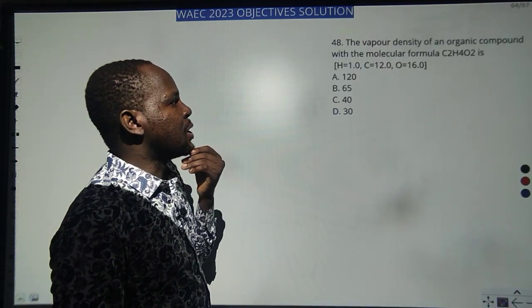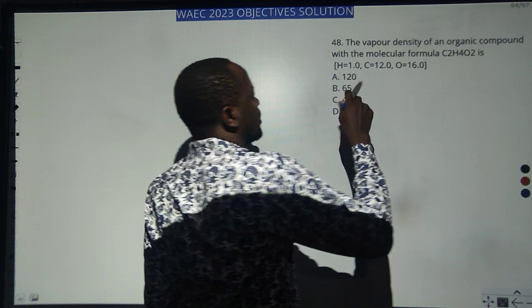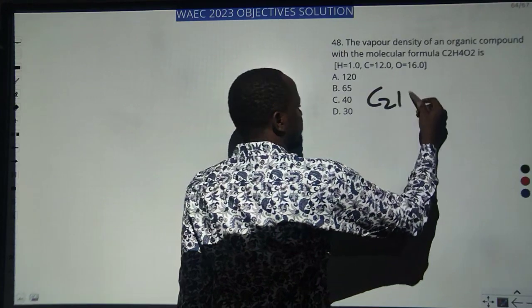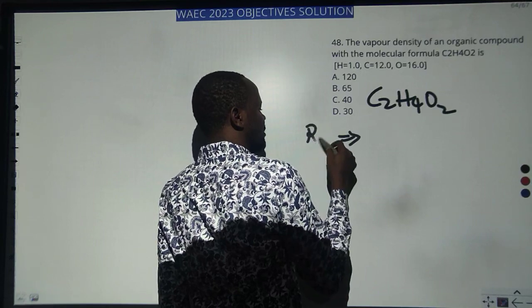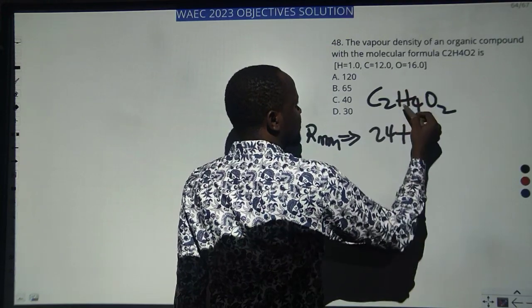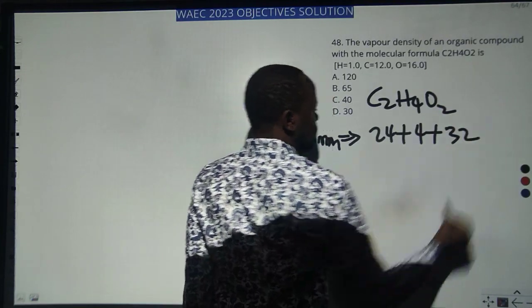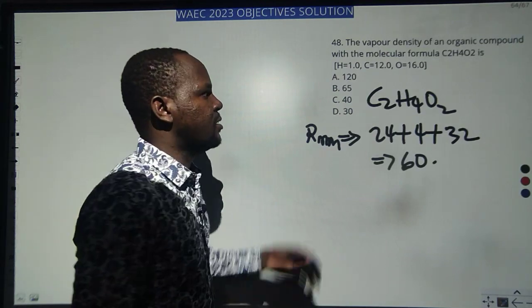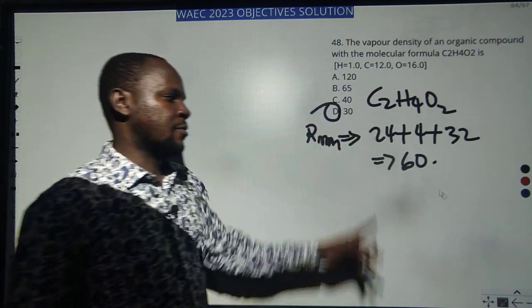Next is question 48. The vapor density of an organic compound with the molecular formula C2H4O2. So let's get the molar mass, the relative molecular mass. Carbon is 12 times 2, 24. Hydrogen is 1 times 4, 4. Then oxygen 16 times 2, 32. 24 plus 4 plus 32 is 60. We said the vapor density is half of what? Relative molecular mass. So 30 is half of 60.